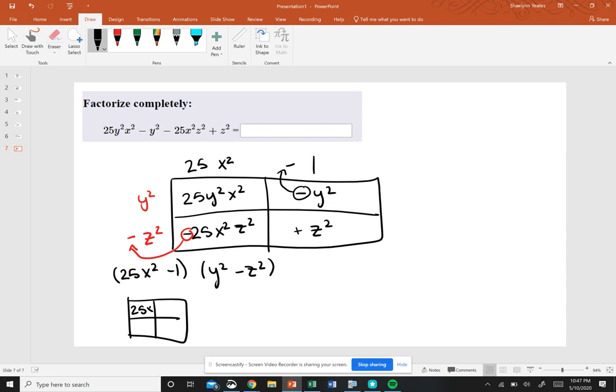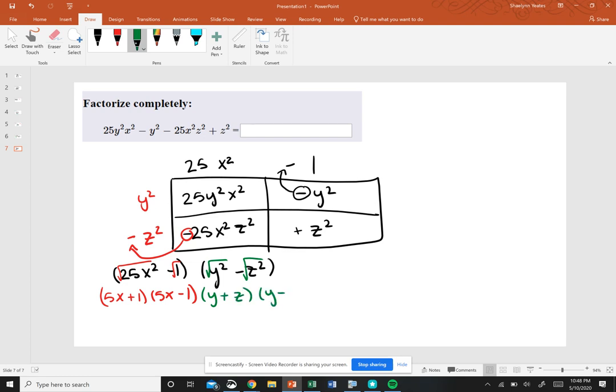So I have 25x squared minus 1. Some of you remember the shortcut already. Actually, if you remember the shortcut, might as well use it. Take the square root of the 25x squared, we get out 5x. Take the square root of 1, we get plus 1. 5x minus 1. All right, we're going to do the same thing here. Take the square root of y squared, so y, take the square root of z squared. So we've got y plus z, y minus z. So then my answer up here would be 5x plus 1, 5x minus 1, y plus z, y minus z. And that's my whole answer.